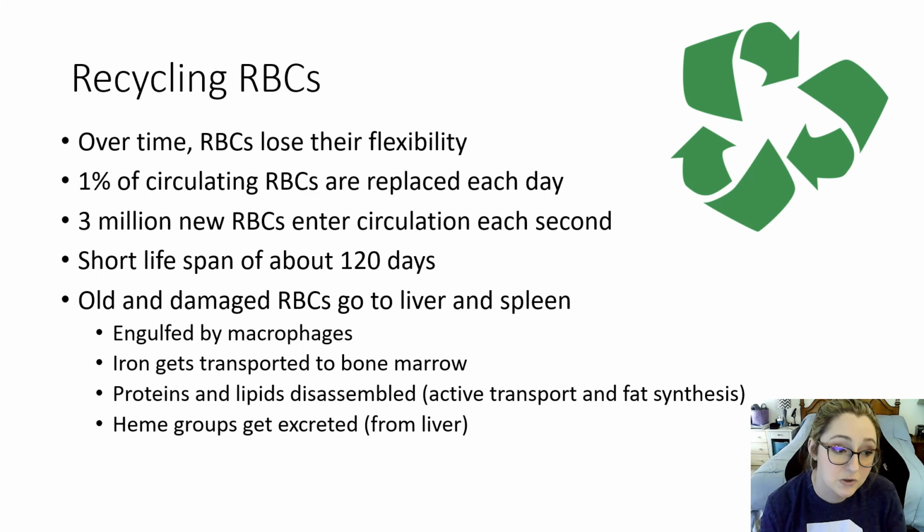We want to transport that iron to your bone marrow in order to make new red blood cells from that iron. Proteins and lipids from your red blood cells are disassembled through active transport and fat synthesis. And your heme groups get excreted. And this is going to be in the form of bile from your liver. Which, if you know a little bit about that process, that bile is going to be stored in your gallbladder.